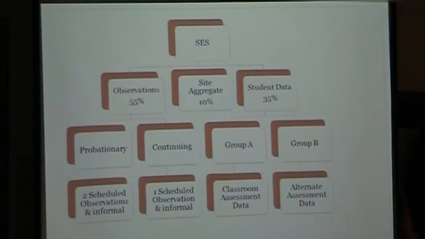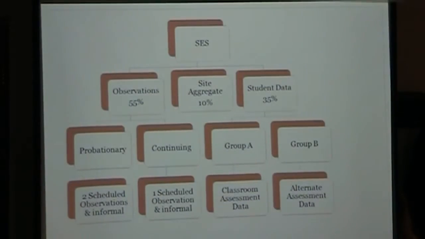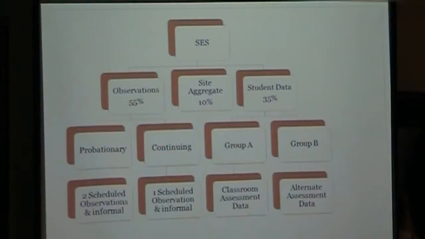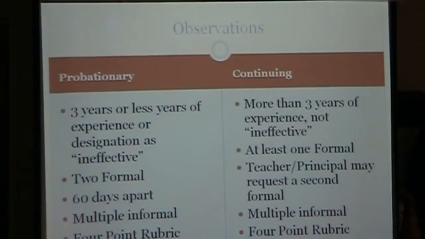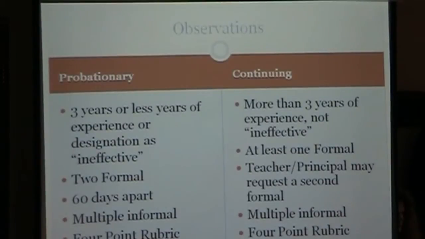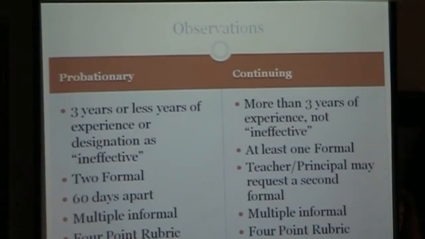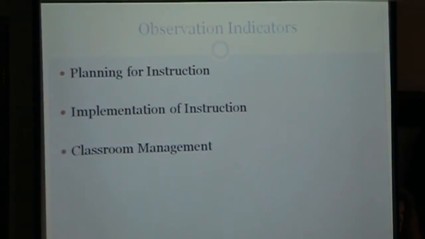Our probationary teachers have to have two scheduled formal observations and multiple informals. They need to be 60 days apart. And then our continuing teachers, at least one, unless the teacher requests or the principal sees the need. So I just went kind of through that already, so I'm just going to skip through there.